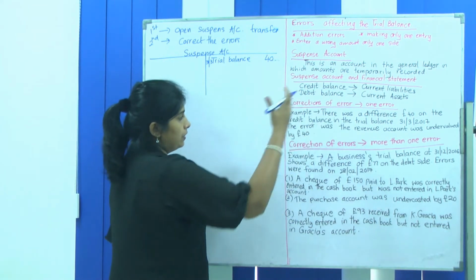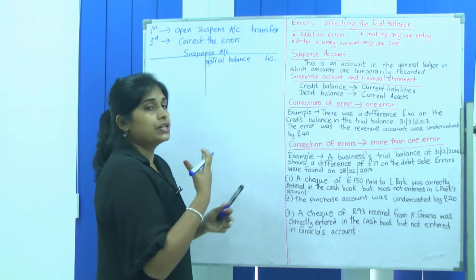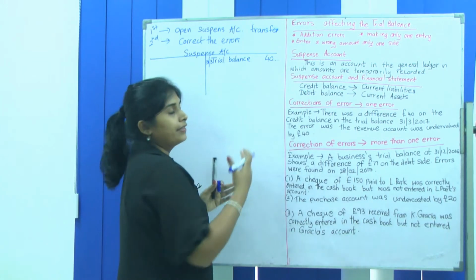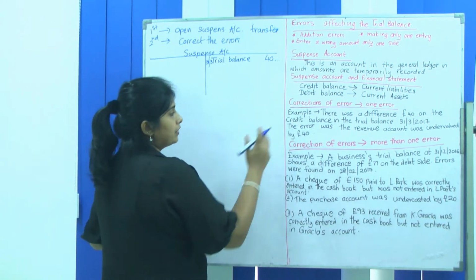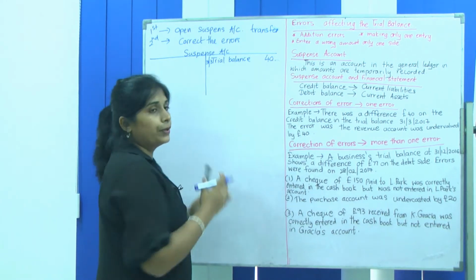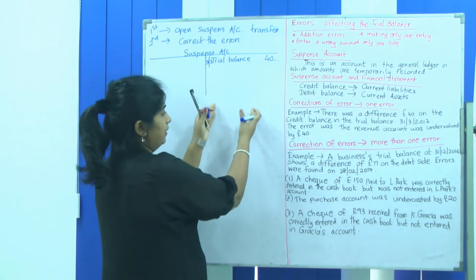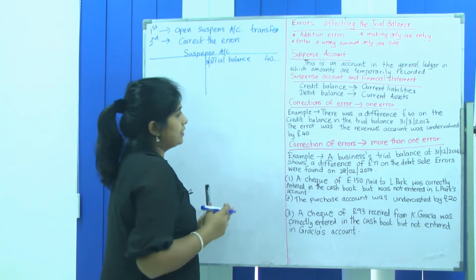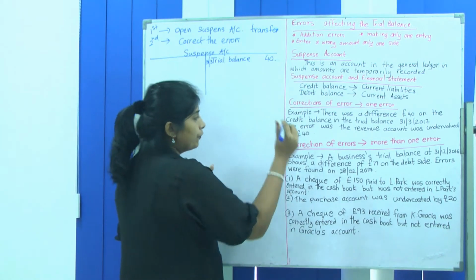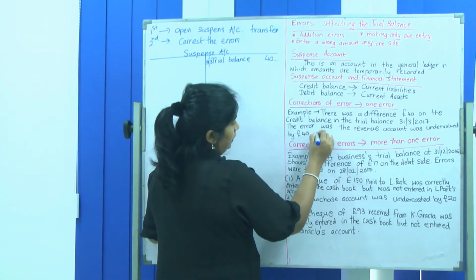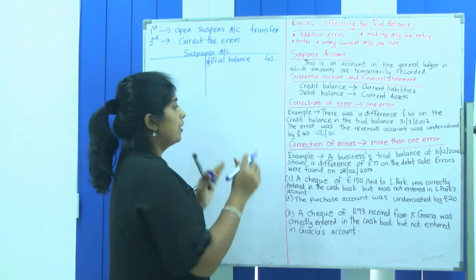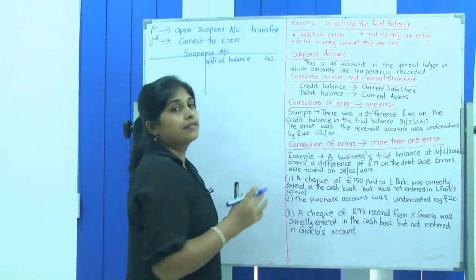When they were making the trial balance, trying to agree the credit column with the debit column, they found that there is a shortage on the credit side. So the first step, you have to open a suspense account and transfer the amount. There is a shortage on the credit side, so it will be credited to the suspense account. Finally, we'll assume on 2nd of January they found that the error was in the revenue account.